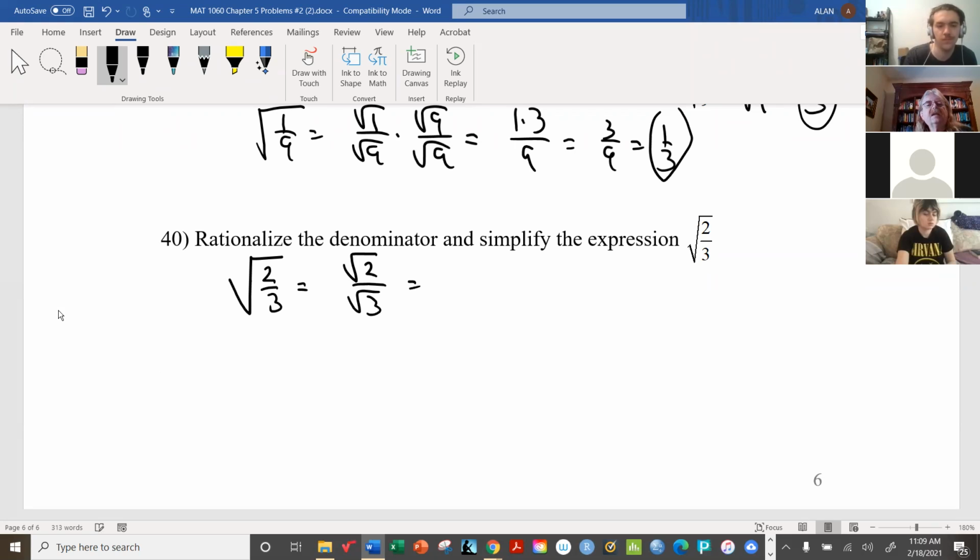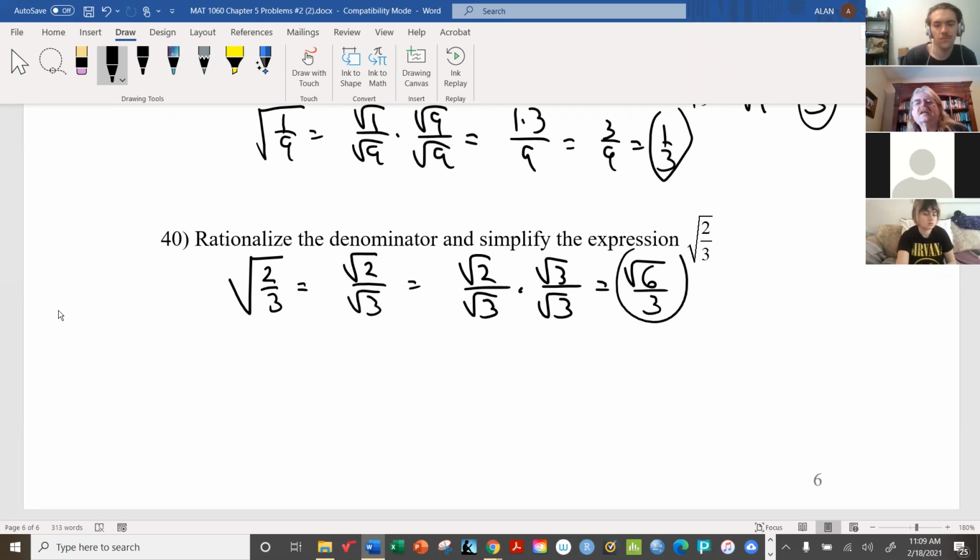And then we're going to multiply this by, of course, radical 3 over radical 3. And sadly enough, we can't go any further because obviously 6, it's not prime, but the only factors that it has are 1, 2, 3, and 6, and they cannot be simplified into a perfect square.